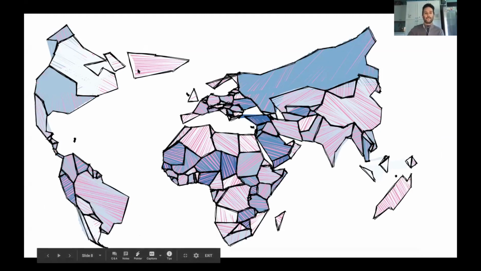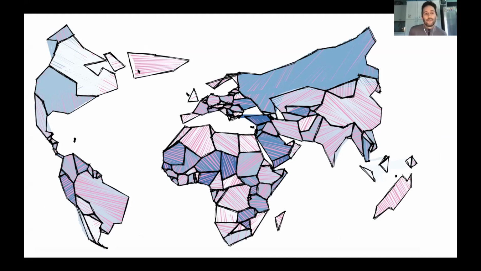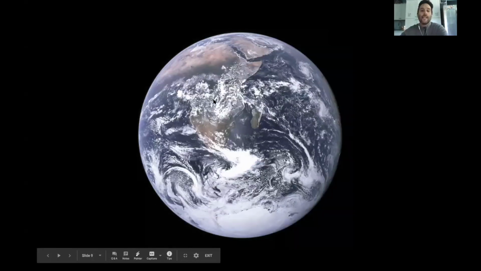What is this that I'm showing here? Yeah, exactly. It's a map. These are countries in the world. Now you look at this map. This is a weird map. It's pink and blue. It's all sorts of scratchy design and everything like that. And yet you immediately knew it was a map, even though this map doesn't look anything like this, right?